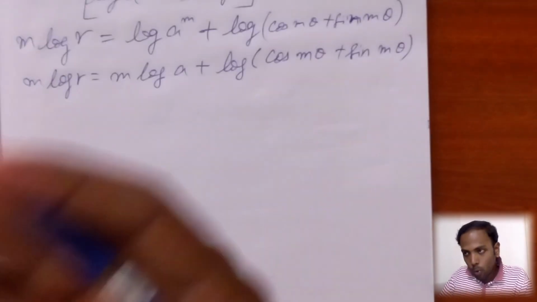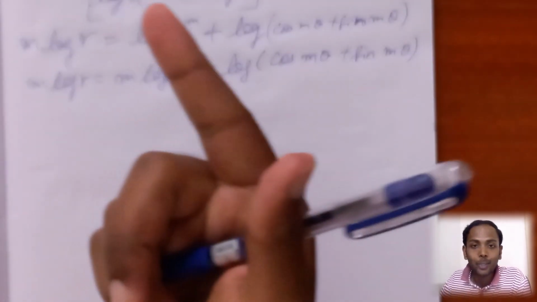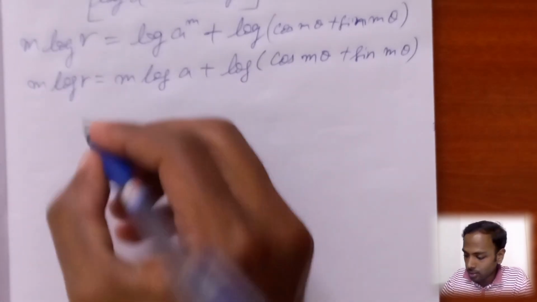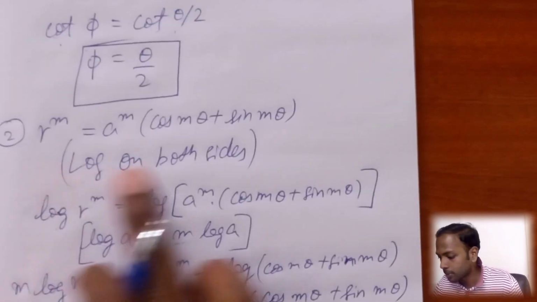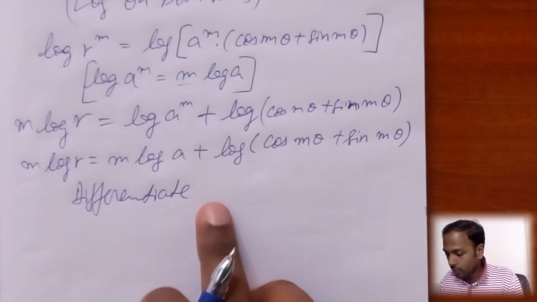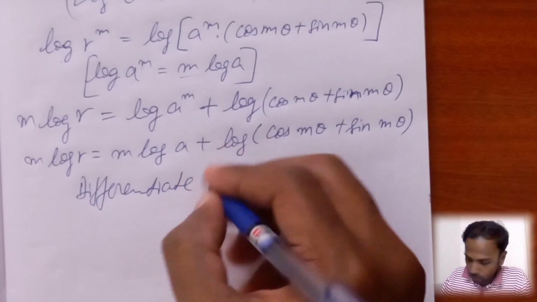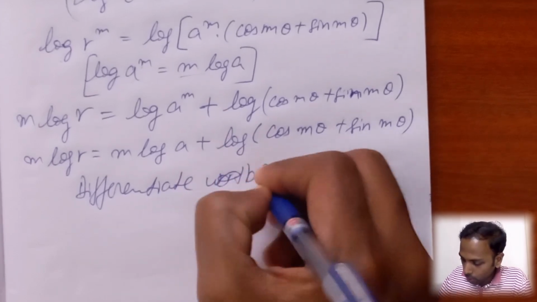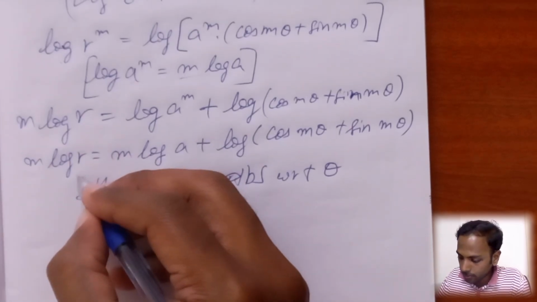Now you can see there is no more scope for simplifying it further. So in this case, what you must do? Differentiate on both sides. Every question will have these two steps mandatorily in it. The first step is always log on both sides, and differentiating at some point you have to do. Differentiate both sides with respect to theta. Always with respect to theta only. That will never change.